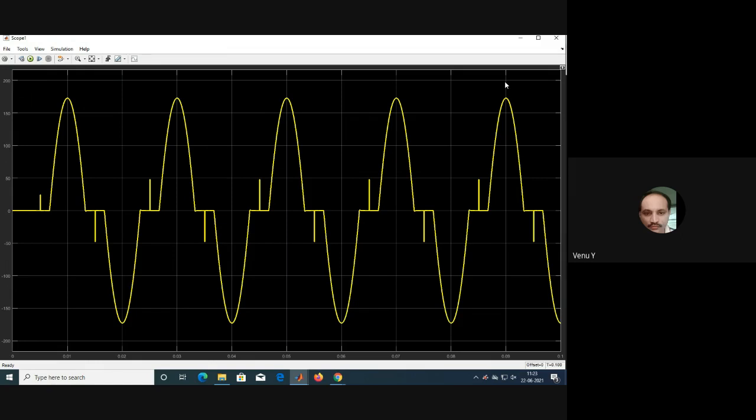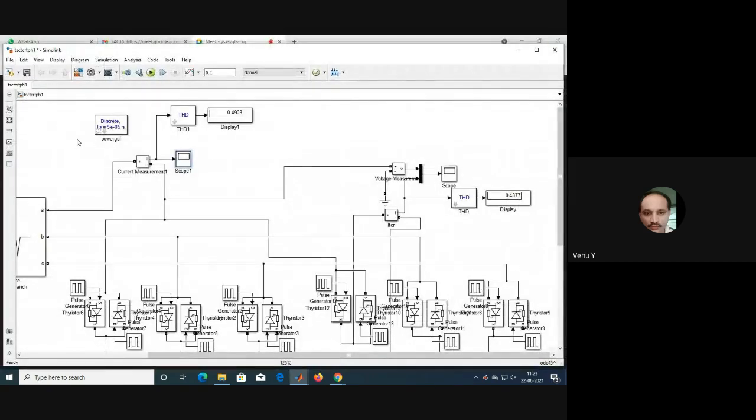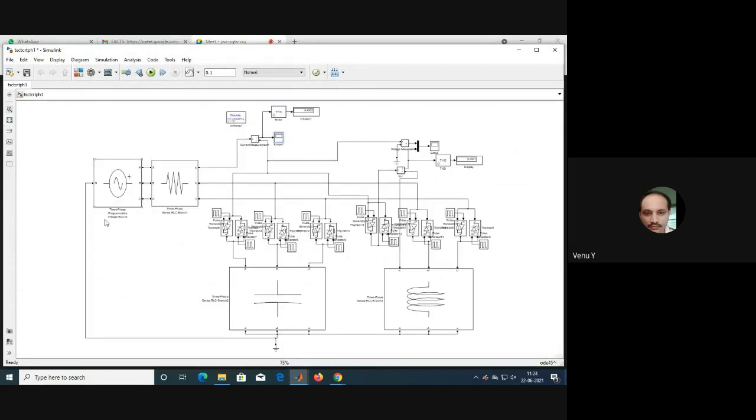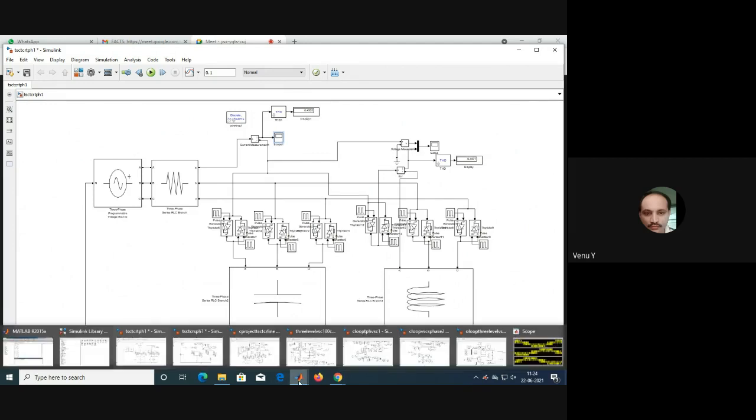This is the I total of the 3-phase TSC TCR type SVC. Now this is a figure: 3-phase source, series resistance, TSC, TCR, and corresponding measurements. This is the TSC TCR type SVC.